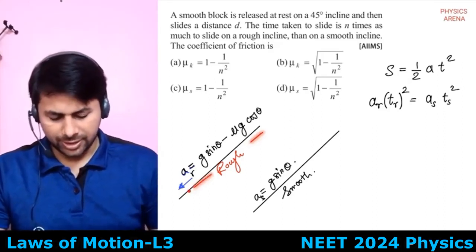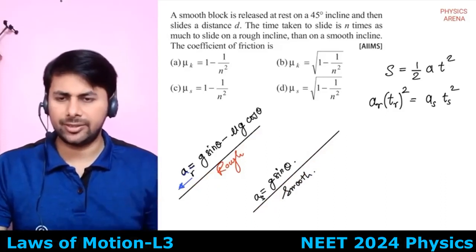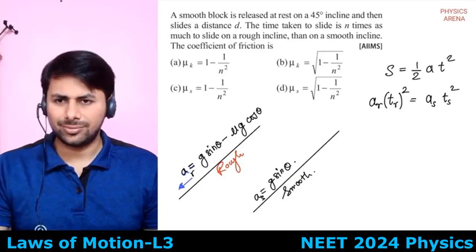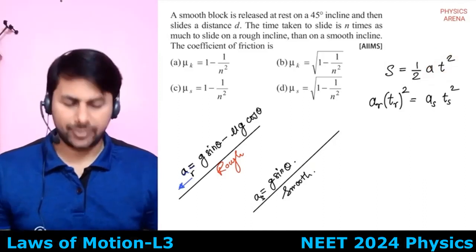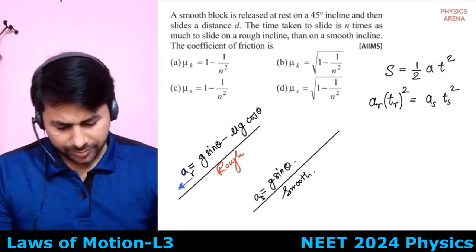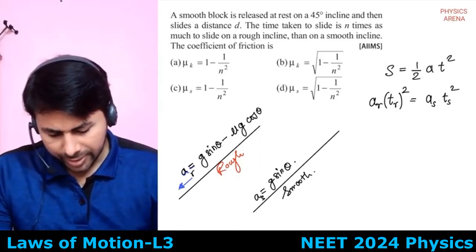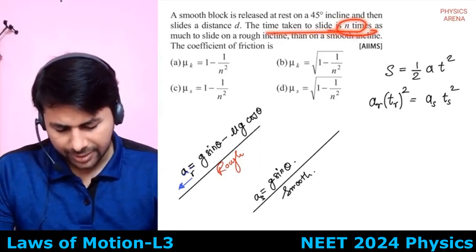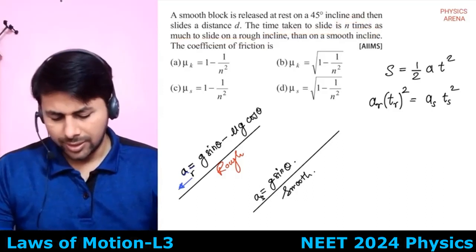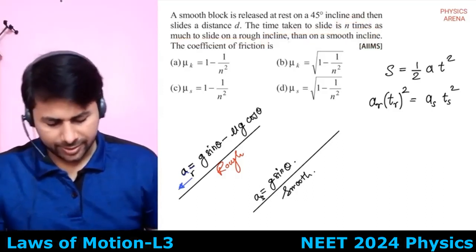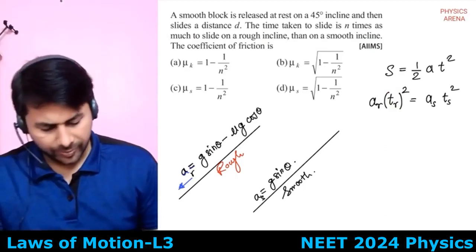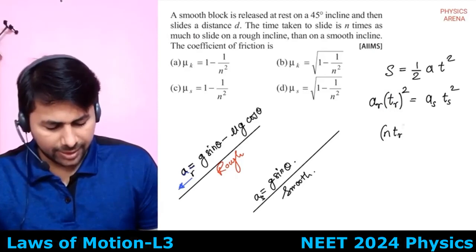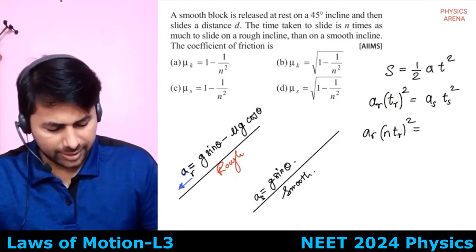Because distance covered is the same, time taken is different, right? Half of a t square is the same, that means a t square is the same. Okay, what is given? Time taken is n times as much to slide on the rough incline than on the smooth incline. So TR is equal to n times TS.